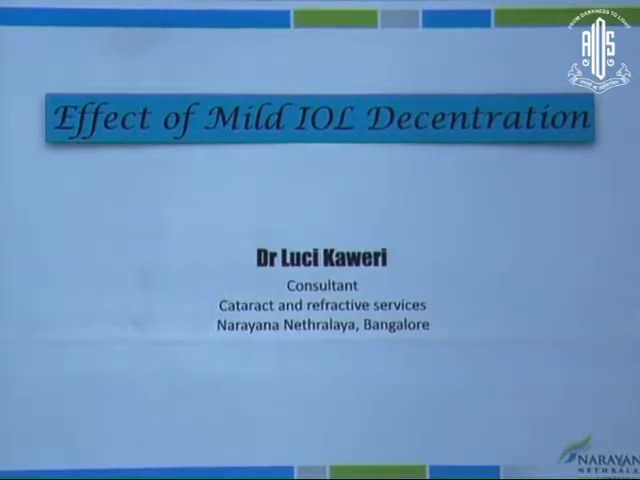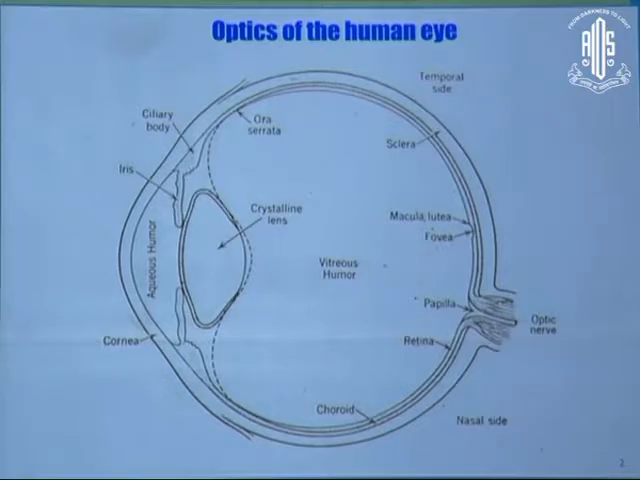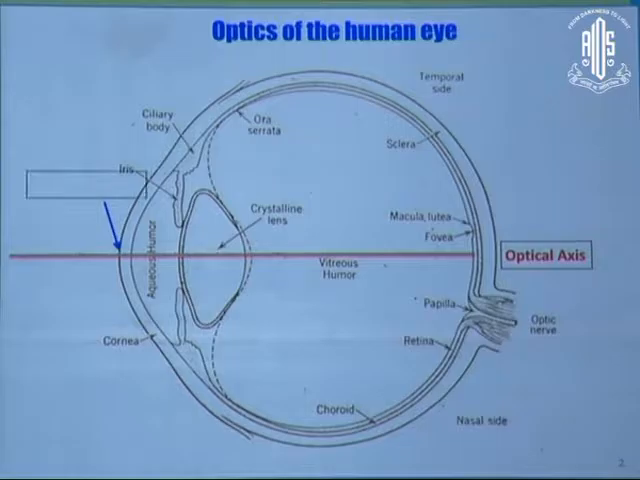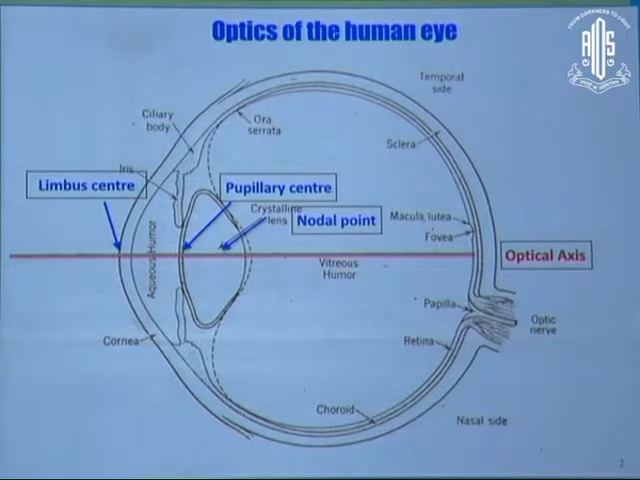But before I begin with my presentation, let's revise the optics of the human eye a little bit. There's an optical axis which passes through the corneal center, the vertex of the cornea, the pupillary center, the lens, the nodal point. Basically, it connects all geometric centers of the eye.